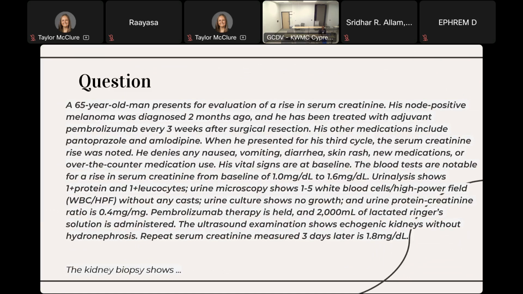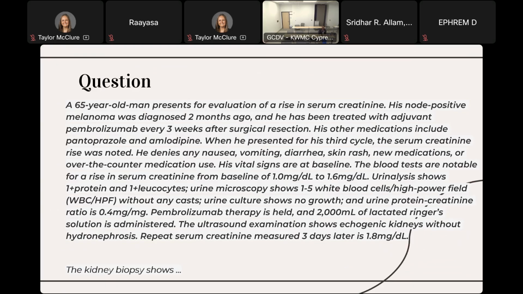Oh my gosh, Dr. Vyasa, what class of medication is this? These are immunotherapy. Yeah, this is an immunotherapy medication. Pembrolizumab is an immunotherapy medication, given every 3 weeks after surgical resection.